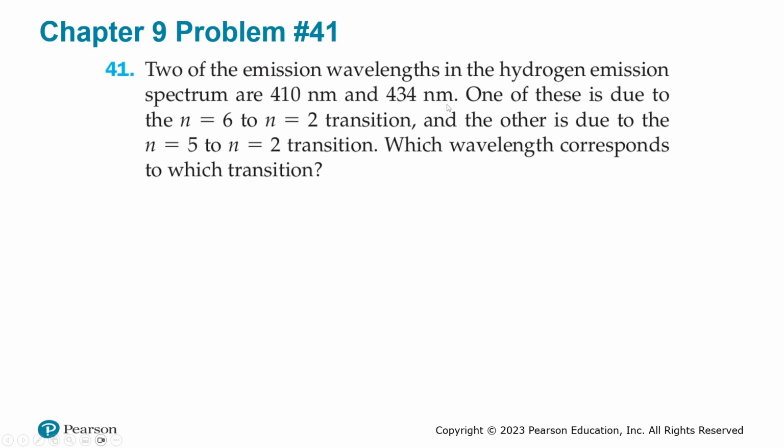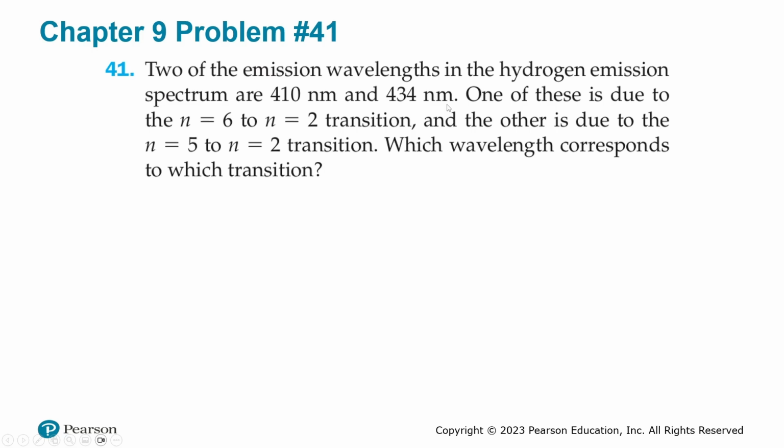Remember, energy is inversely proportional to wavelength. So as wavelength gets smaller, energy gets larger. One of these is due to the n equals 6 to n equals 2 transition, so going from the 6th principal energy level to the 2nd principal energy level. And the other one is due from the n equals 5 to the n equals 2, so one less principal energy level or one less valence level it's traveling. Which wavelength corresponds to each one?